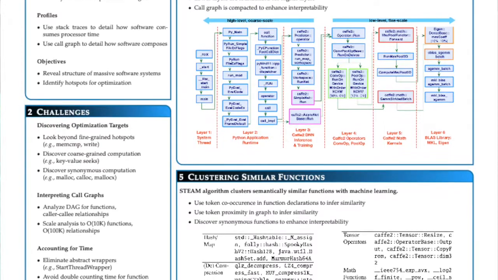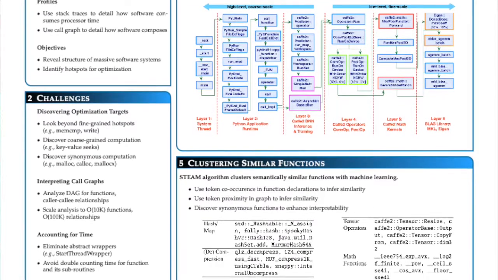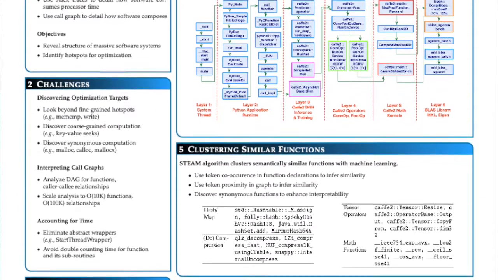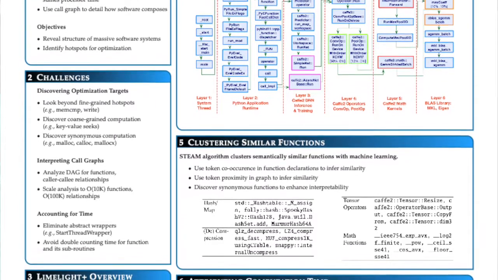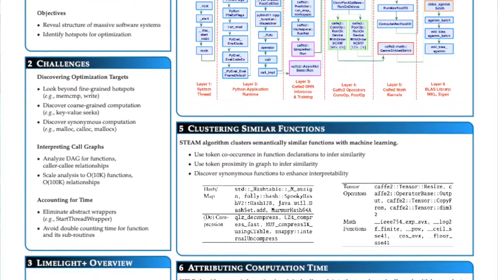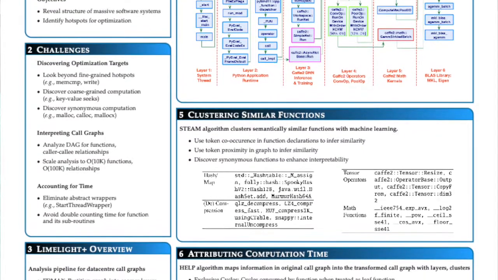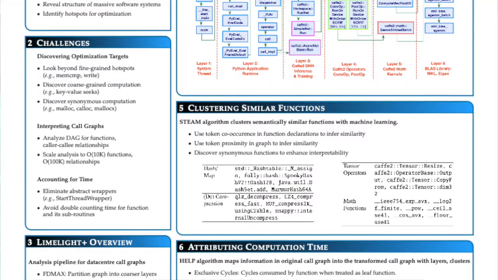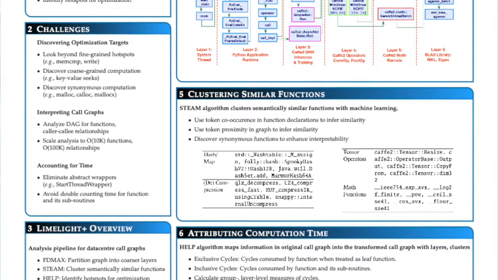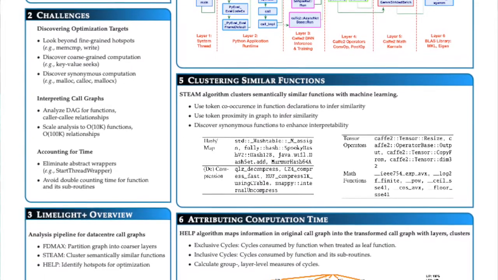The second key challenge is interpreting these massive call graphs. We wish to analyze the directed acyclic graph where vertices are functions and edges are caller-callee relationships. And we want to scale the analysis of the call graph to tens of thousands of functions and hundreds of thousands of relationships. We wish to scale this analysis yet retain interpretability so that a system architect can look at our call graph analysis and reason about computation at multiple scales.